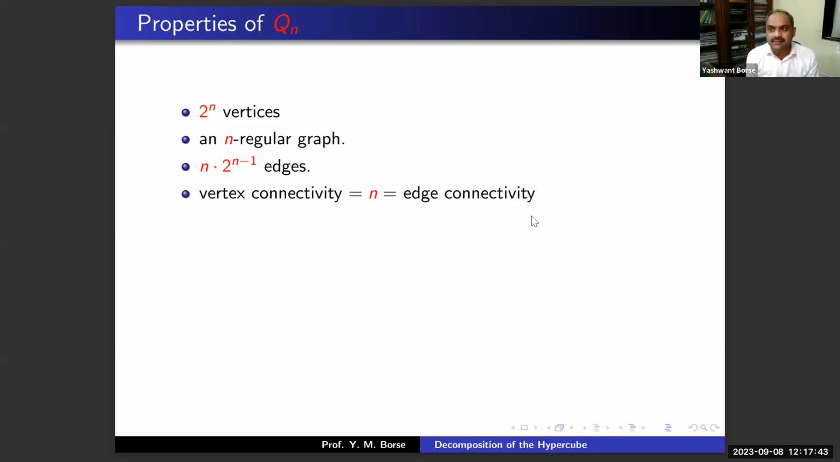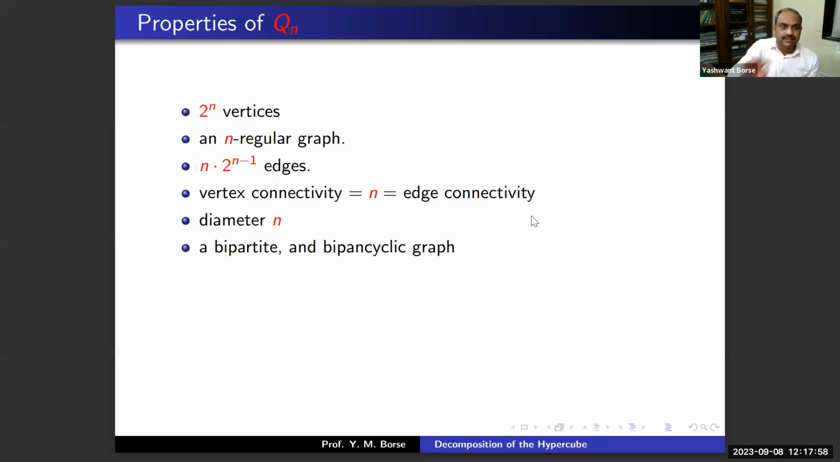Connectivity is n, meaning vertex connectivity as well as edge connectivity is n. Fantastic graph. Still, the diameter is n. Though it has 2 raised to n vertices, its diameter is very small, that is n. It is a bipartite graph. It doesn't contain any odd cycle, only even cycles.